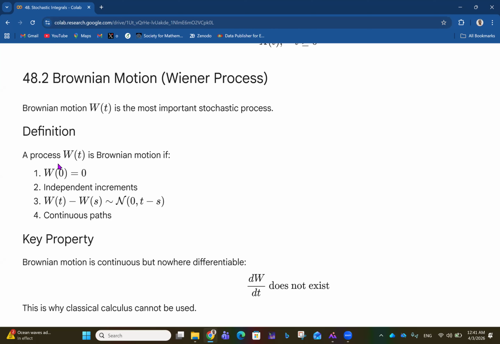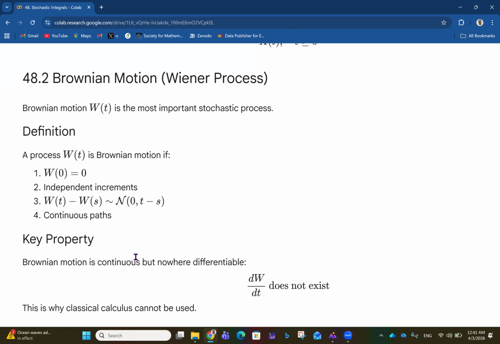And then by definition, a process W of t is Brownian motion if W of 0 is 0. That's the initial condition. At time 0, the motion is 0 also. And then it has independent increments. And then W of t minus W of s is normally distributed with mean 0 and variance t minus s. That's literally the t minus s that are the time indices. And then if it has continuous paths, it follows continuous paths.